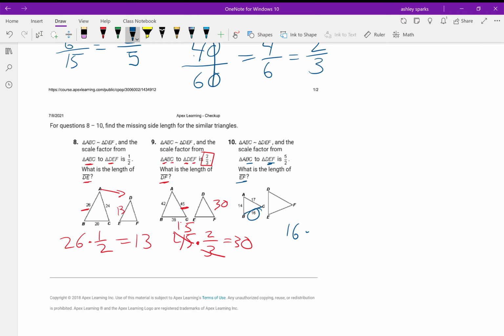So I'm going to do 16 times, I have 5 over 2. We can divide 16 by 2. Leave me with an 8. And 5 times 8 gives me 40. So it's all about finding out what you multiply or divide by to get a particular length.